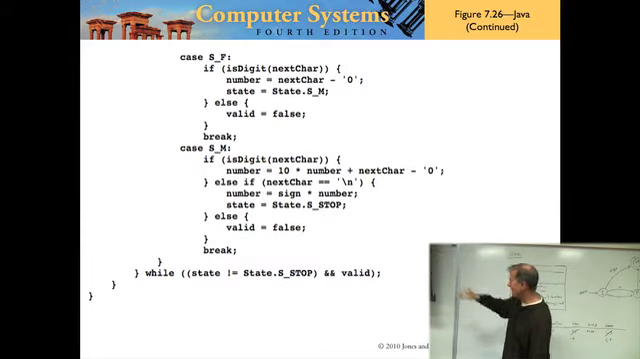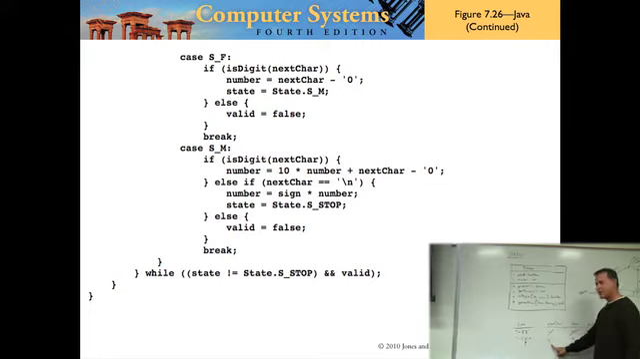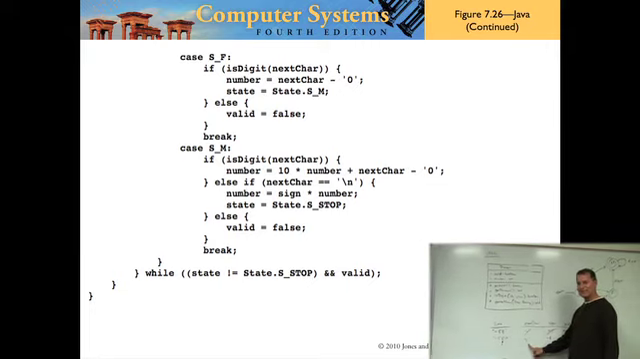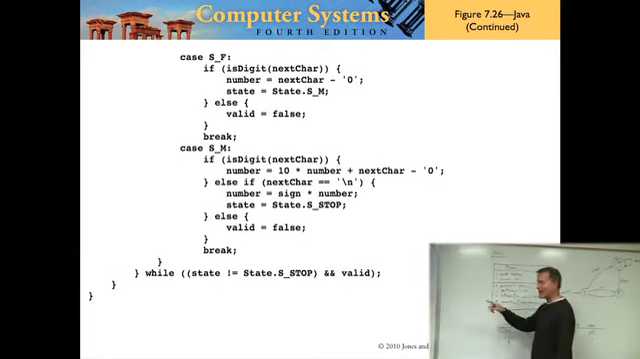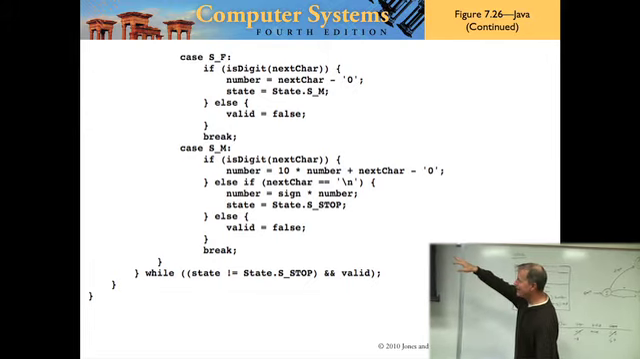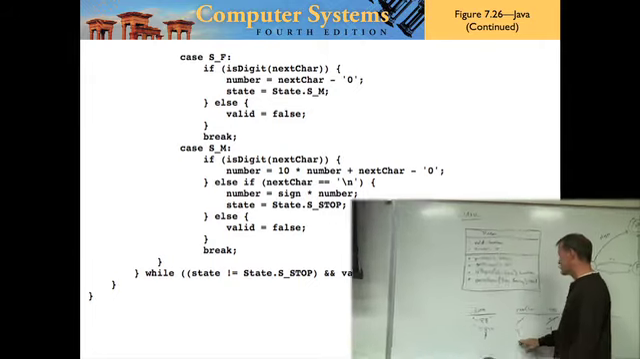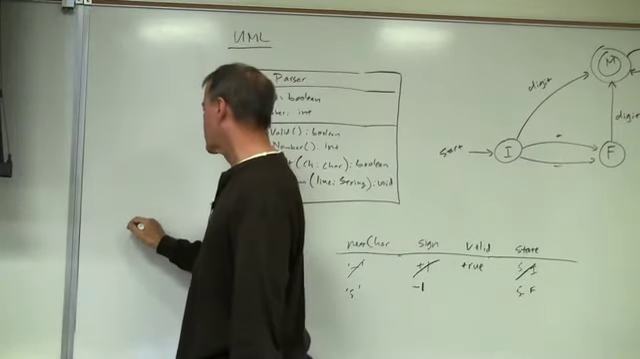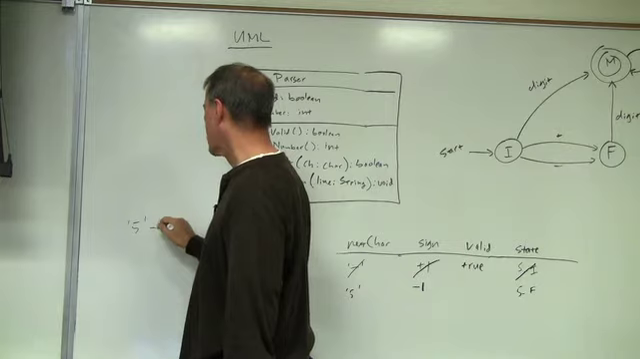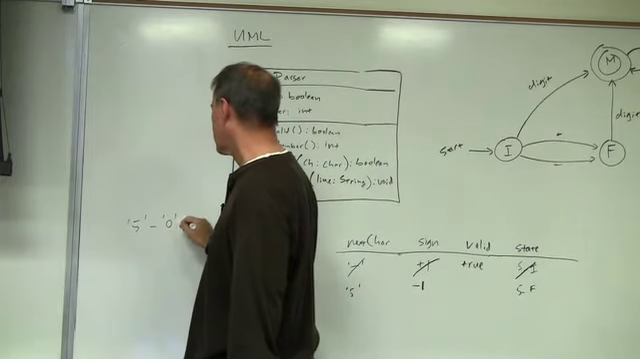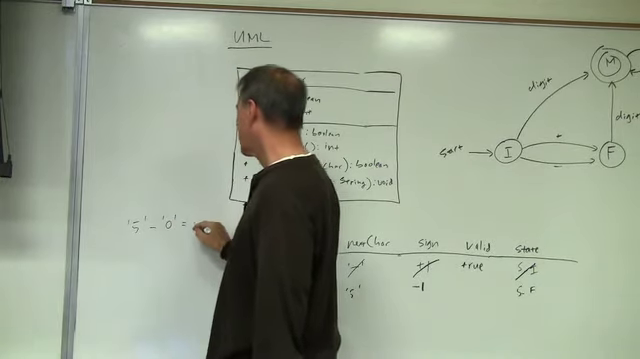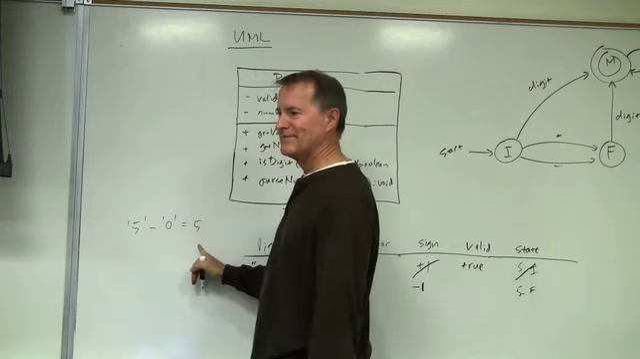If is digit next char. Is digit next char true or false? True. So now there, that section of code. And now look, number gets what? Next char minus what? Character 0. So what is that? My question is, what is quote 5 minus quote 0, where these are characters? What does this equal? 5. This equals the integer 5.